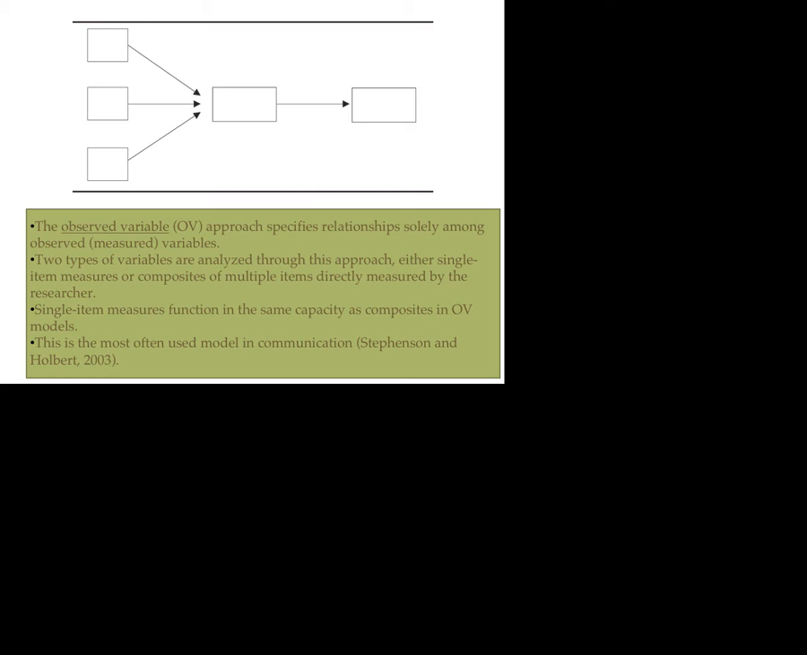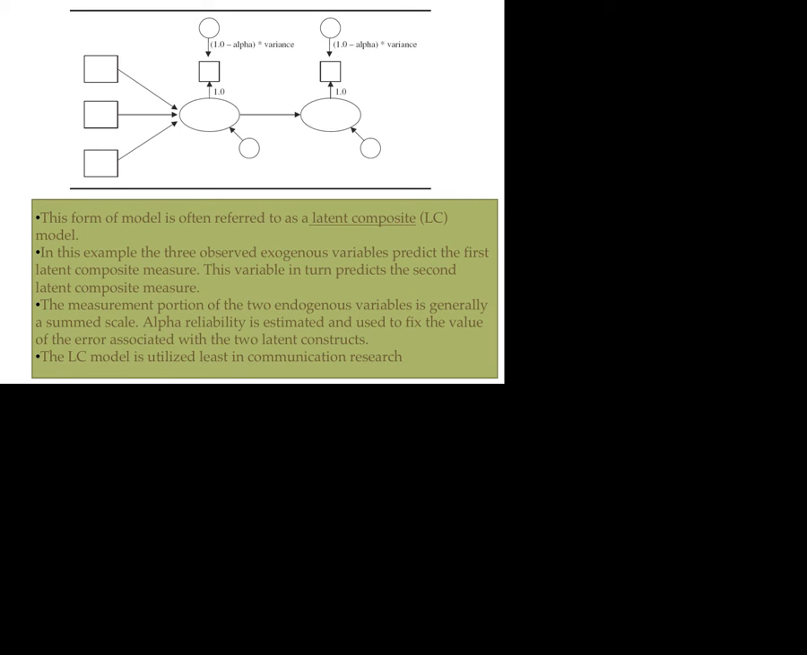Perfectly acceptable, probably not all that common. In older literature that you'd read, you'd find it more likely than in more modern communication literature, in my anecdotal read of the literature. So that would be the observed variable approach. Second approach.